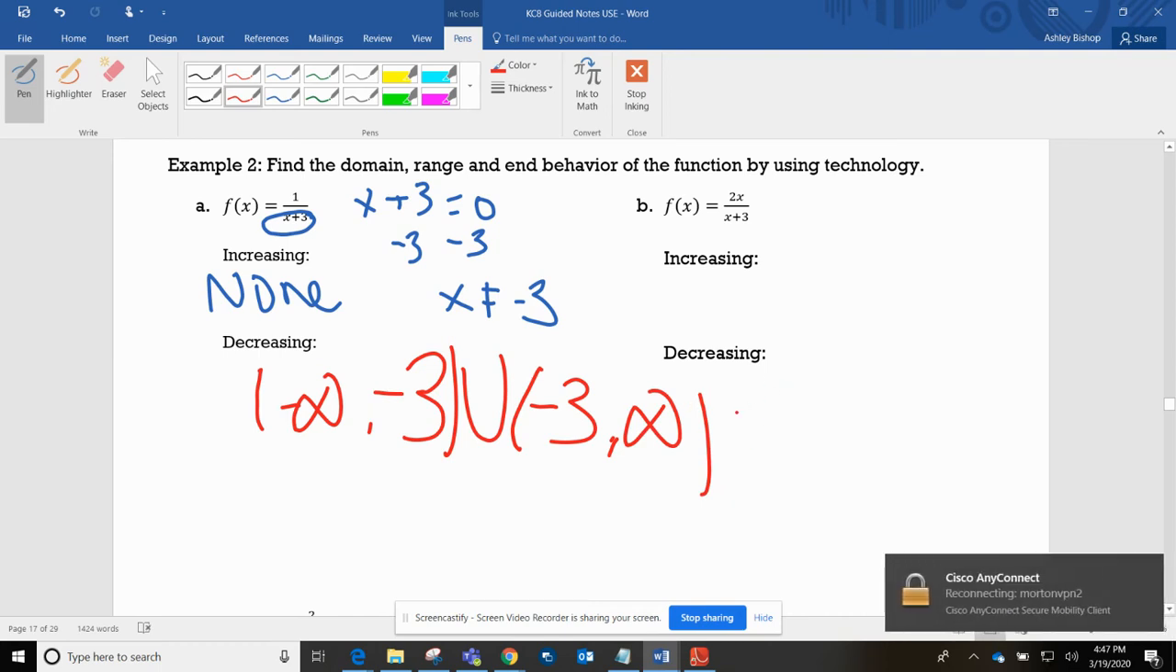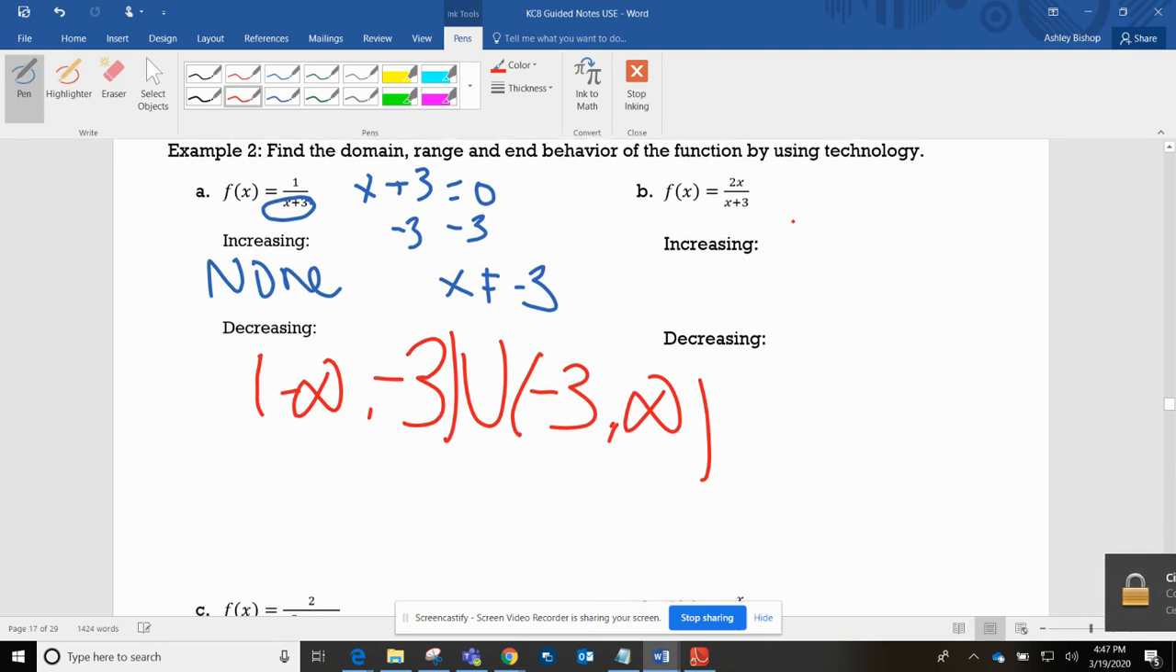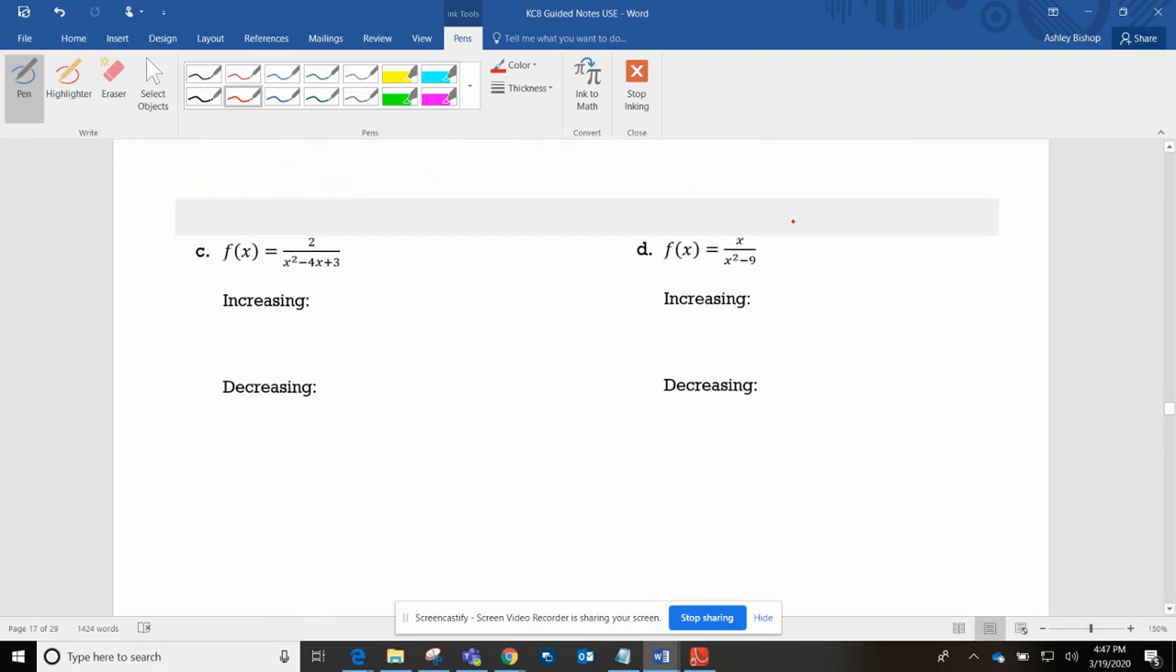With that being said, you are going to want to do the same thing for question B. Question B, make sure you figure out what x cannot be to help you with your asymptote. And then I'll give you a hint, you shouldn't be decreasing. And then for question C, I want to give you a hint. And then you should be able to do question D because they're similar.